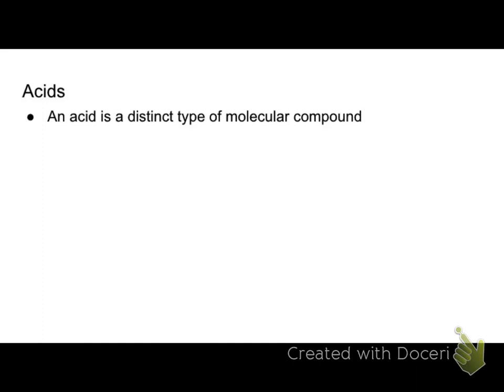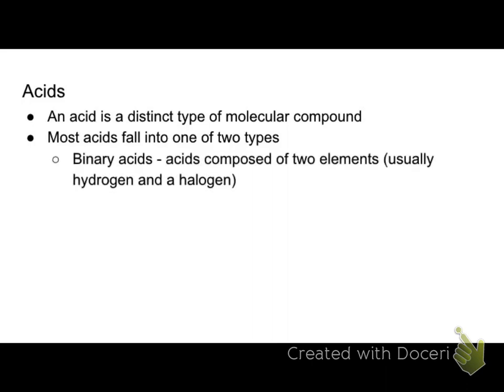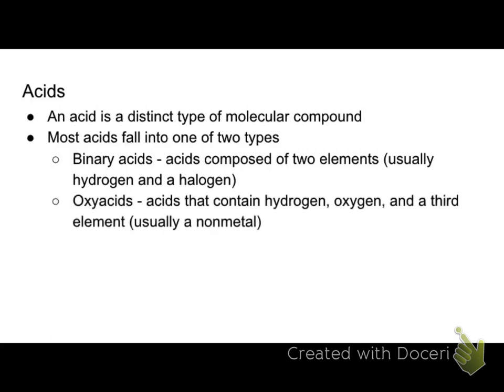An acid is a distinct type of molecular compound. Most acids fall into one of 2 types. They can either be a binary acid. This is an acid that's made up of 2 elements. Usually one of those elements is hydrogen and another one is a halogen, so something from group 17. The other type is called an oxyacid, which you can guess from the name means that it contains oxygen. So it usually contains oxygen, hydrogen, and a third element that's most of the time a nonmetal.